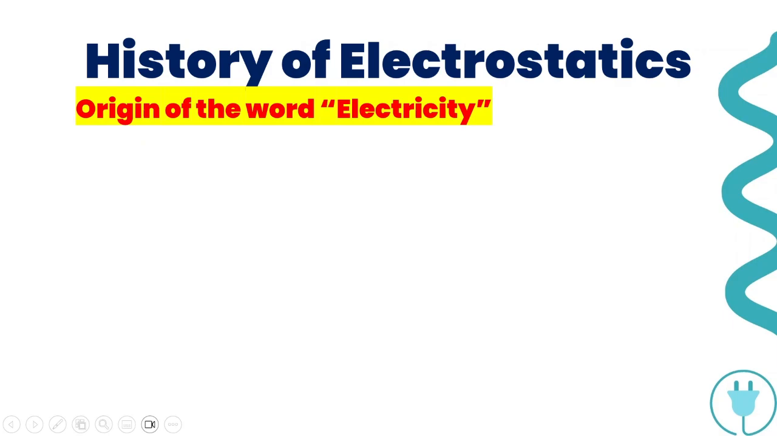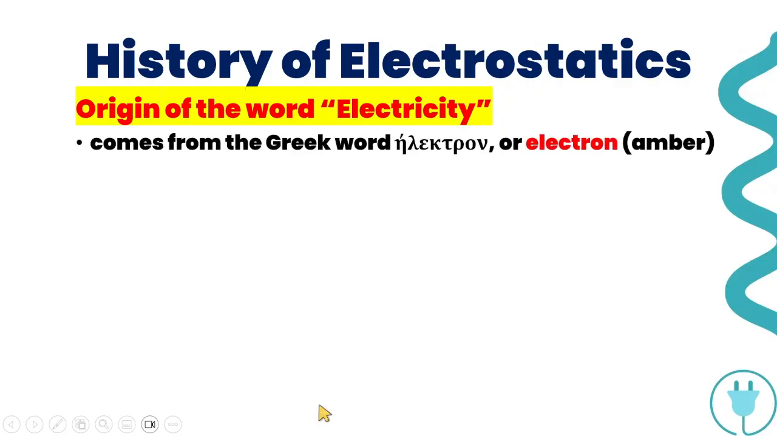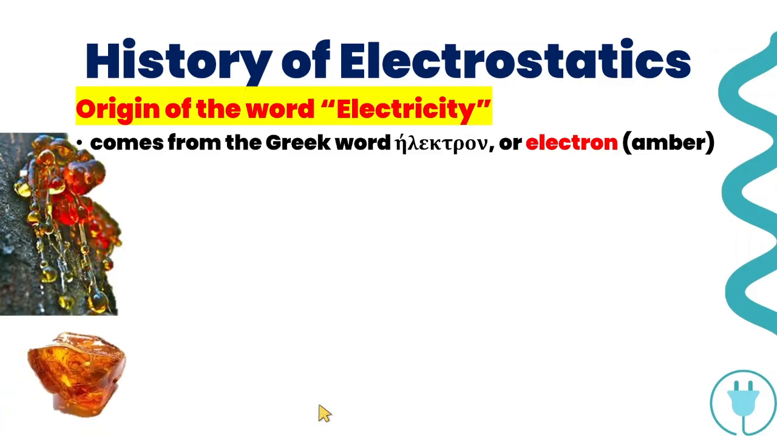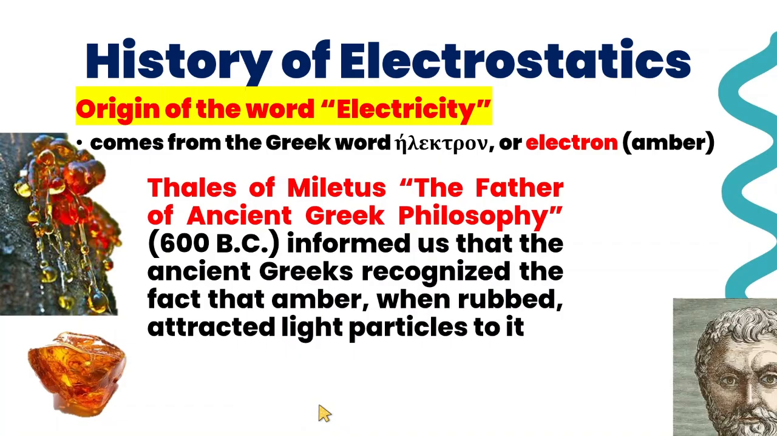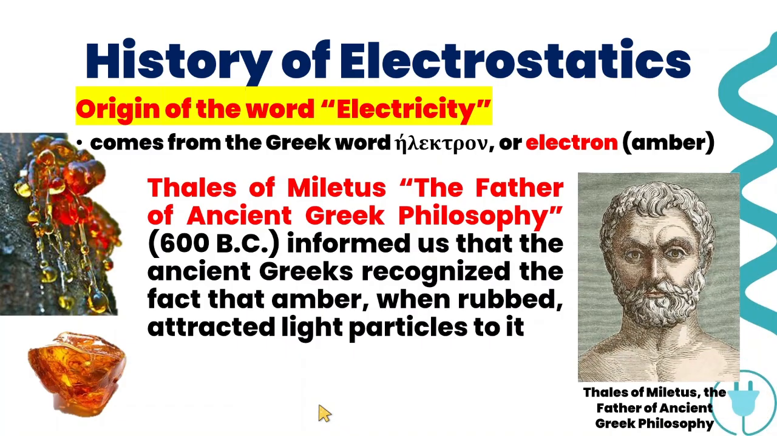We've mentioned the word electricity, but what's the origin of the word electricity? The word electricity comes from the Greek word electron, which means amber. Amber is dried sap from a tree. Ancient Greeks noticed that amber attracted small objects after being rubbed. This simple observation was one of the earliest recorded examples of static electricity, especially by Thales of Miletus, also known today as the father of ancient Greek philosophy.